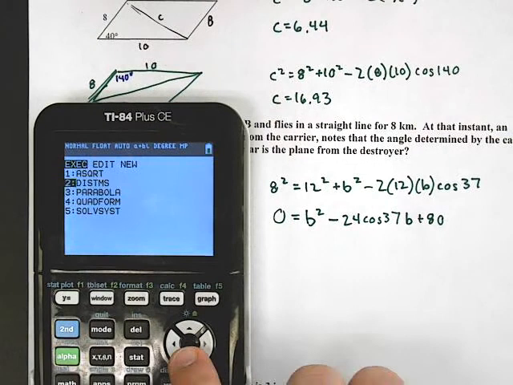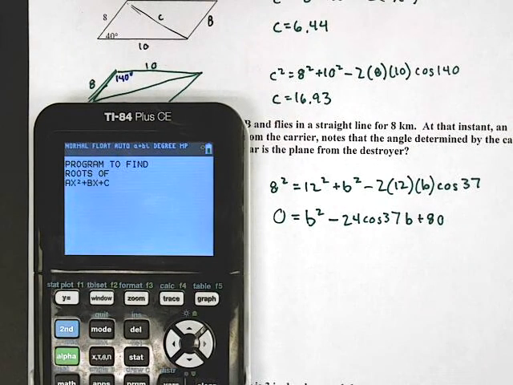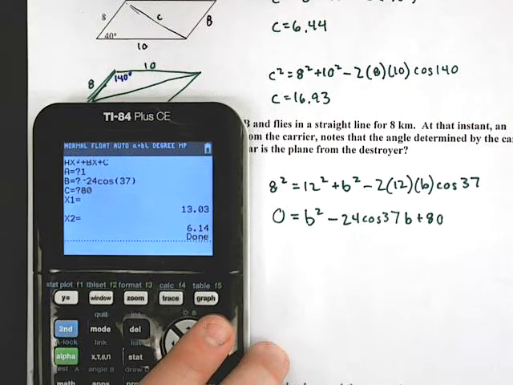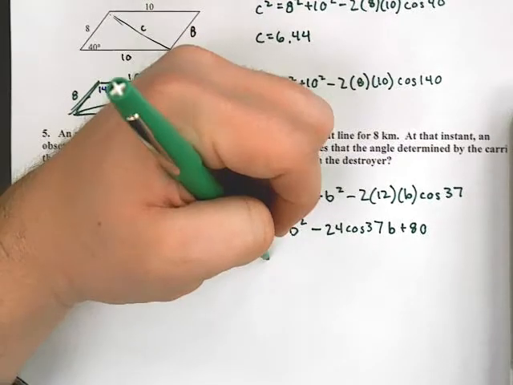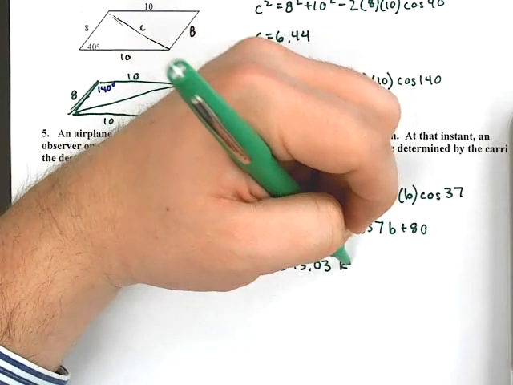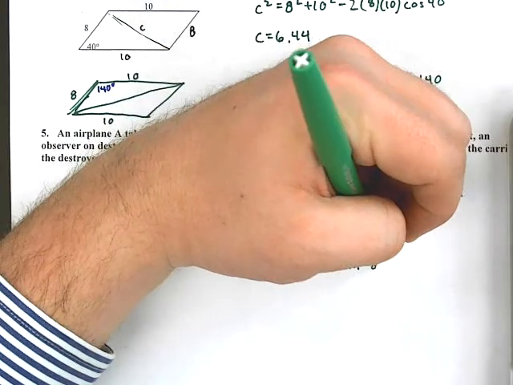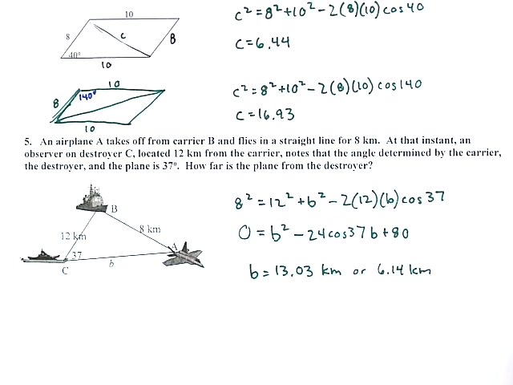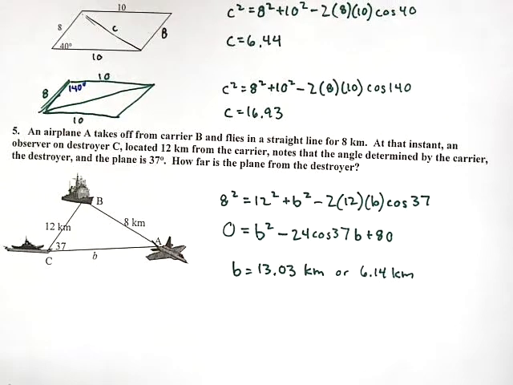Let's put it into the quadratic formula. So our coefficient of b squared is 1. Our coefficient of b is negative 24 cosine 37. And then our constant is 80. And we get our two options. So b would be 13.03 kilometers or 6.14 kilometers.